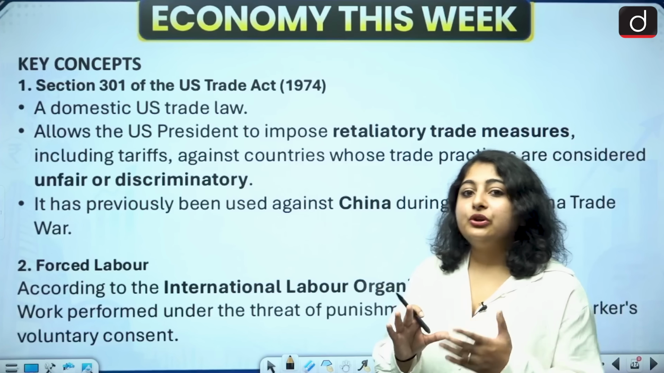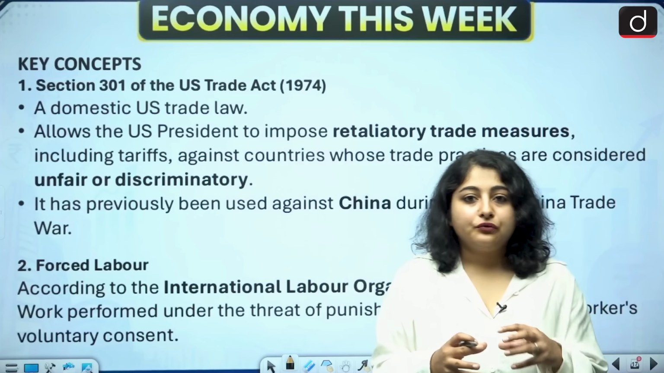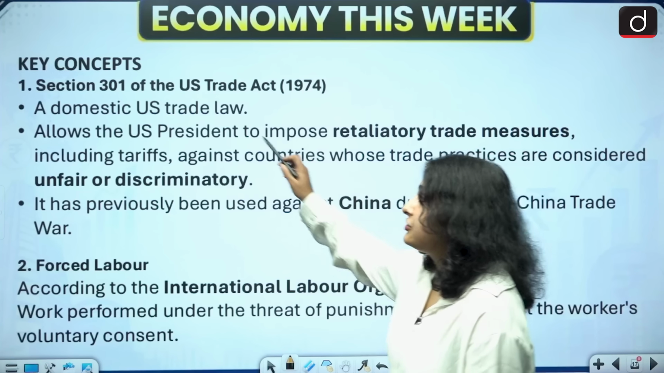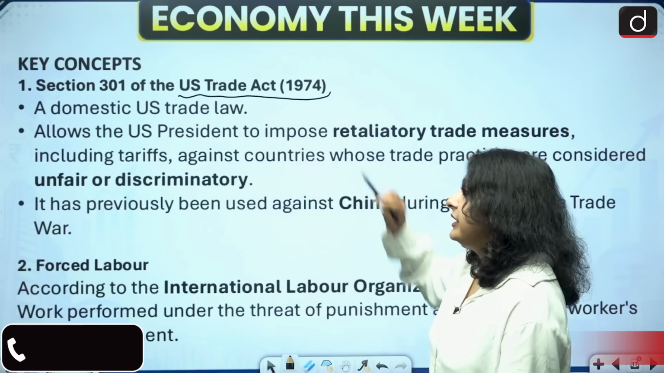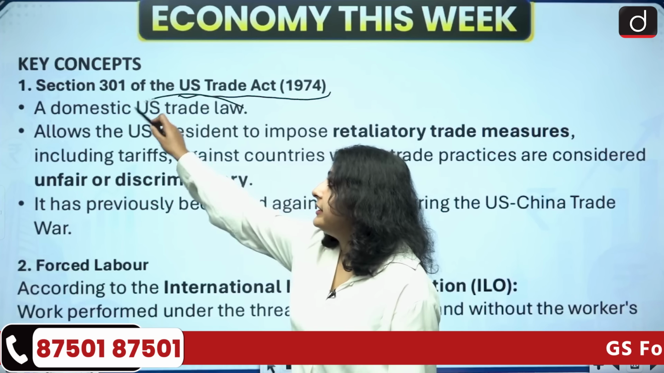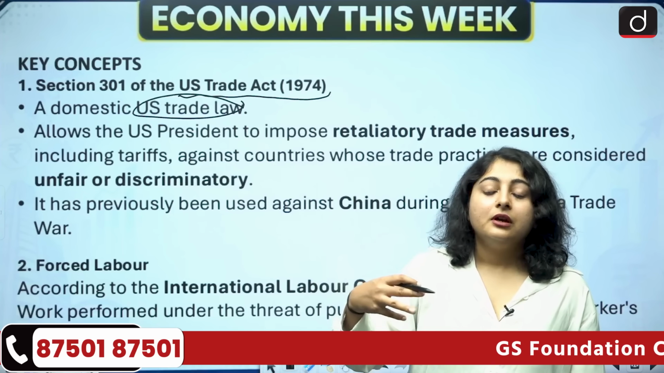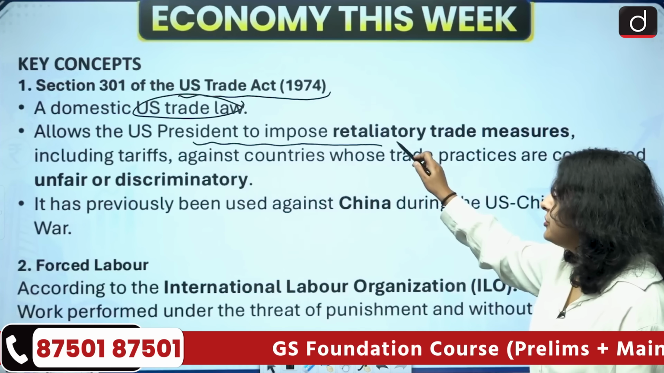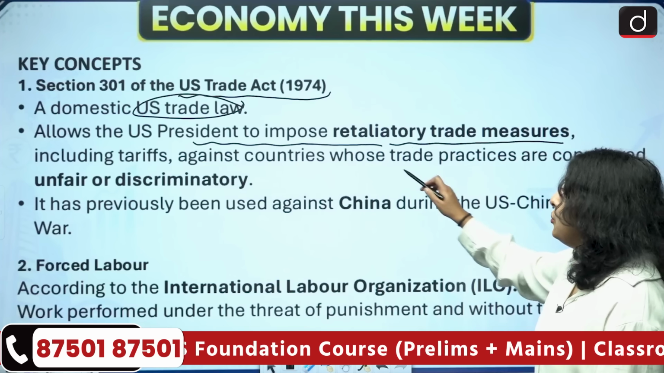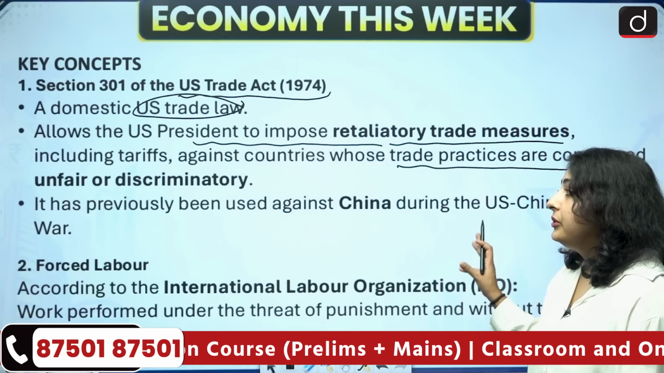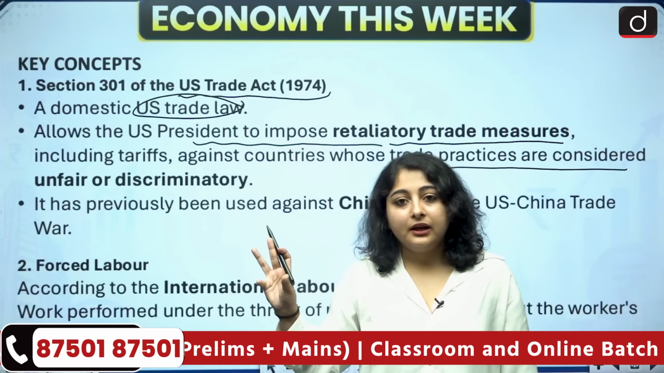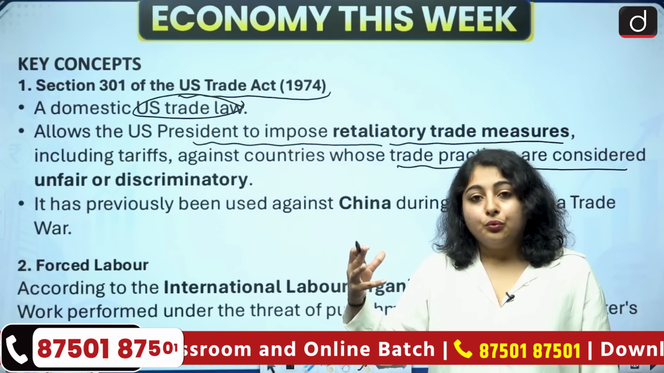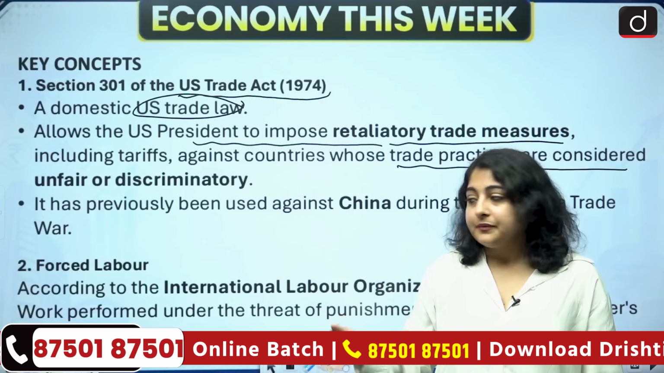Okay. Now let us talk about the key concepts which I have picked up from this news, and they are important for your examination. See, first is Section 301 of the US Trade Act. Now, it's a US trade law. When does the US use Section 301? See, it allows the US President to impose retaliatory trade measures against countries whose trade practices are considered unfair or discriminatory. The US uses Section 301 against those countries which are engaged in unfair trade practices.